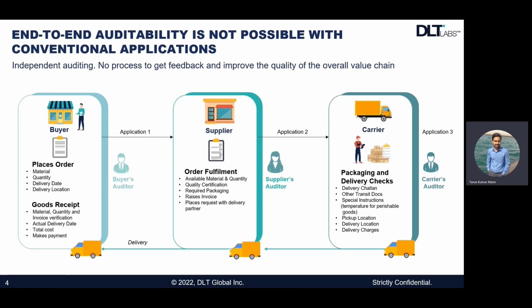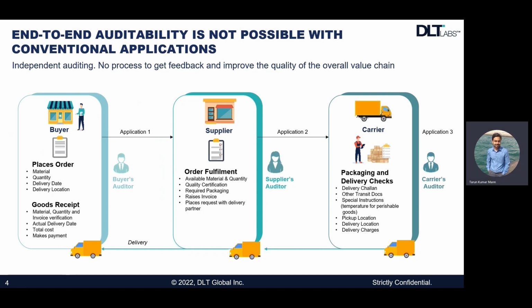On that note, we will talk about end-to-end auditability, which is currently not possible with the way conventional applications are available in the market. Today audit happens, but that happens within an organization. All the activities done by the buyer organization would be audited by one auditor. The actions performed by the supplier would have their separate auditor, and all the actions performed by the carrier would have their own independent auditor.